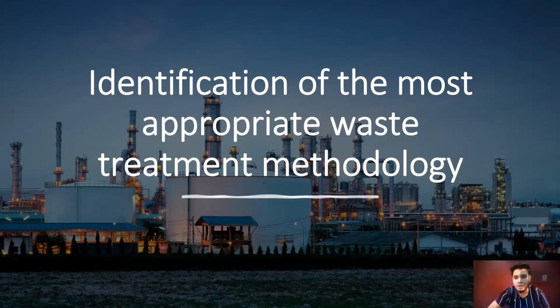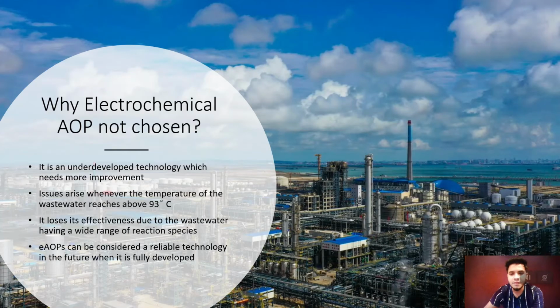So this is the part where we are going to choose the most appropriate waste treatment methodology. So why was electrochemical AOP not chosen, even though it had a lot of good feedback? Because it is still an underdeveloped technology which needs much more improvement. Issues arise whenever the temperature of the wastewater reaches above 200 Fahrenheit, and on top of that, it loses its effectiveness due to the wastewater having a wide range of reaction species. Although it can be considered a very reliable technology in the future when it is fully developed, it is not at the moment.